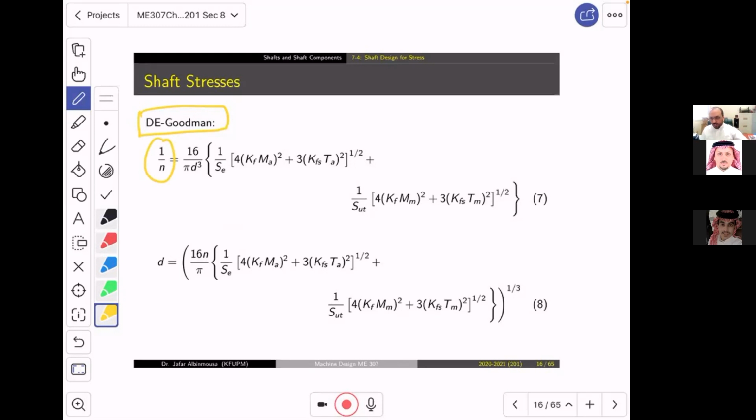You flip it, and you find n. By finding n, you know if you are safe or you are not safe. The other equation is the design for the geometry.